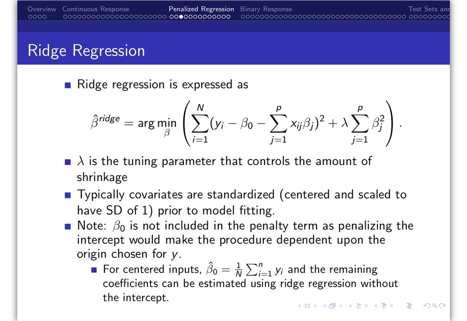The ridge estimates differ depending upon the scaling of the covariates used, so typically, covariates are standardized prior to model fitting. Referring to the model equation, note that beta naught is not included in the penalty term, as penalizing the intercept would make the procedure dependent on the origin chosen for y. For centered inputs, we estimate beta naught using this equation, and the remaining coefficients can be estimated using ridge regression without the intercept. Also note that the solution depends on the value of lambda.